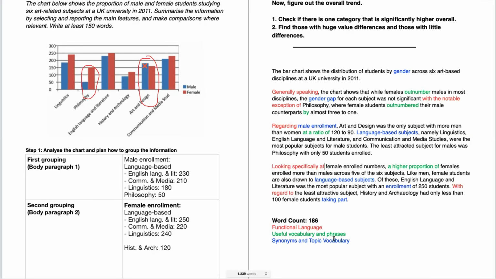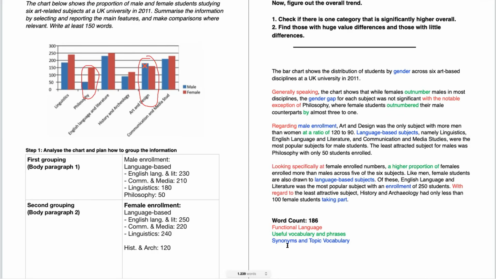Now for useful vocabulary and phrases in green, these are specifically for writing task 1. So we see outnumber quite a bit, and you want to use outnumbered by. So make sure you have these two words together. At a ratio of, so make sure you have these words together, and a higher proportion of. Make sure you understand which prepositions go with which phrases, because this will really help your score.